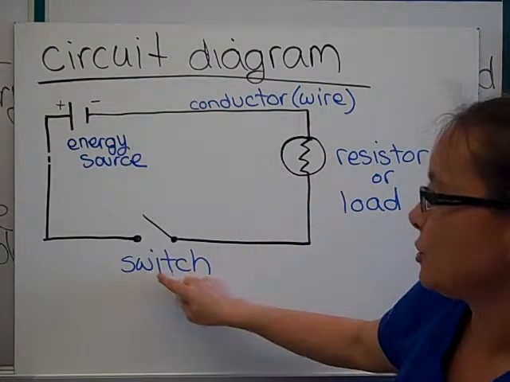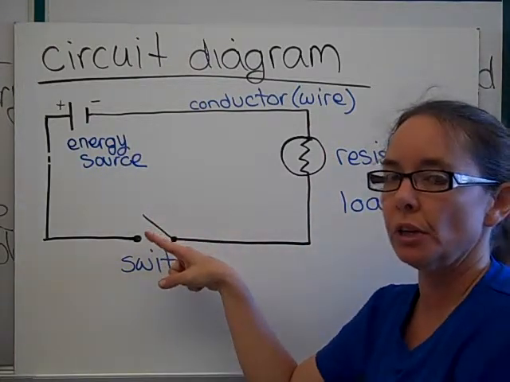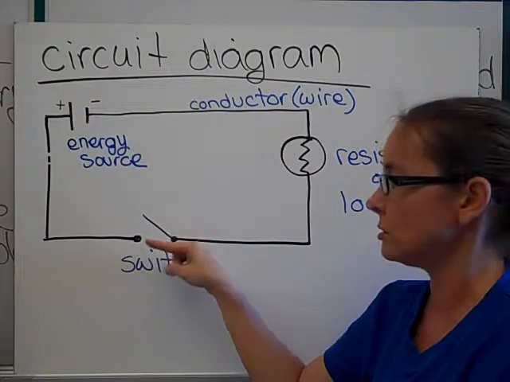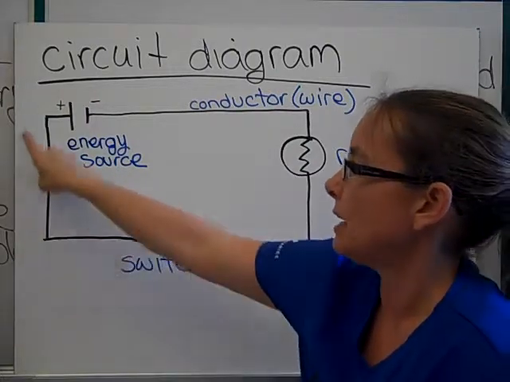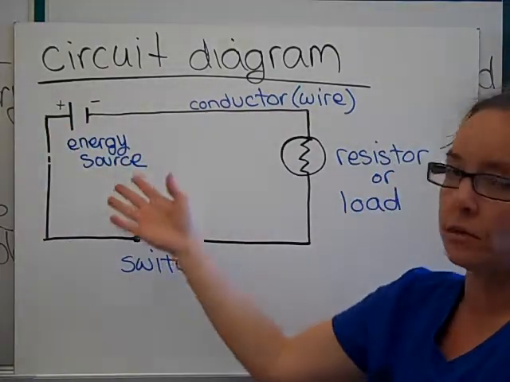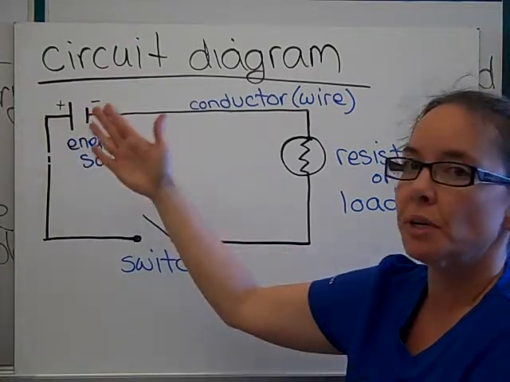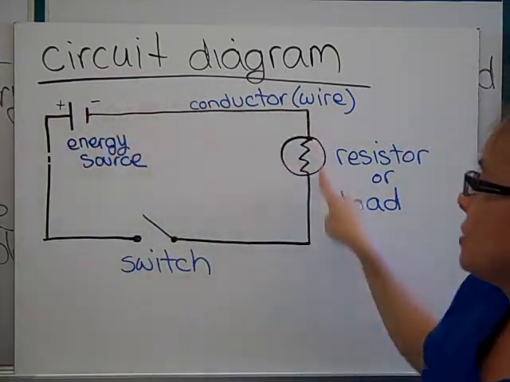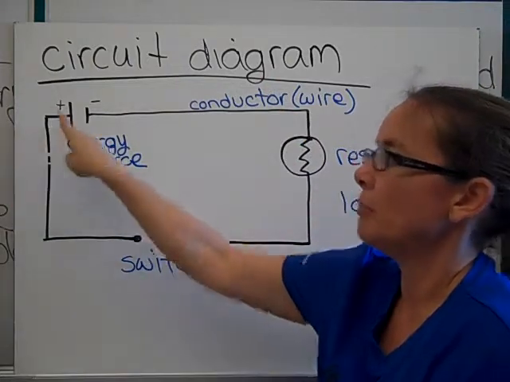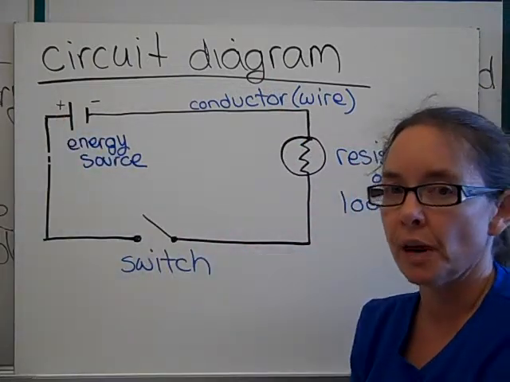And then this is the switch, and this can be shown either open or closed. And then it goes back into the other side of the energy source. So if you think of this as a battery, you've got two ends of the battery. It needs to flow in a complete loop and come back into the other side of the battery.